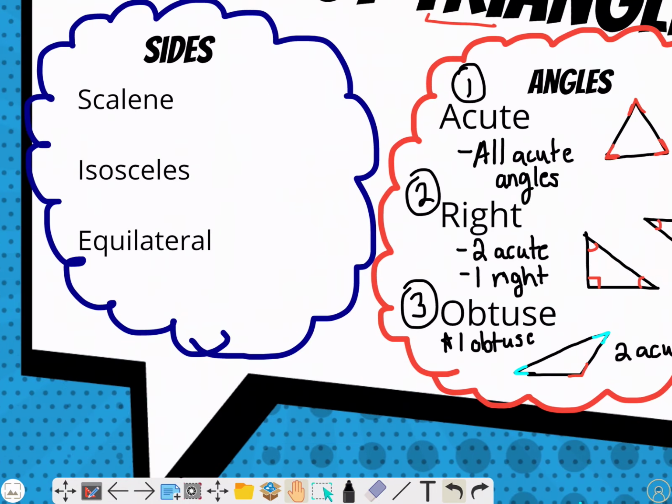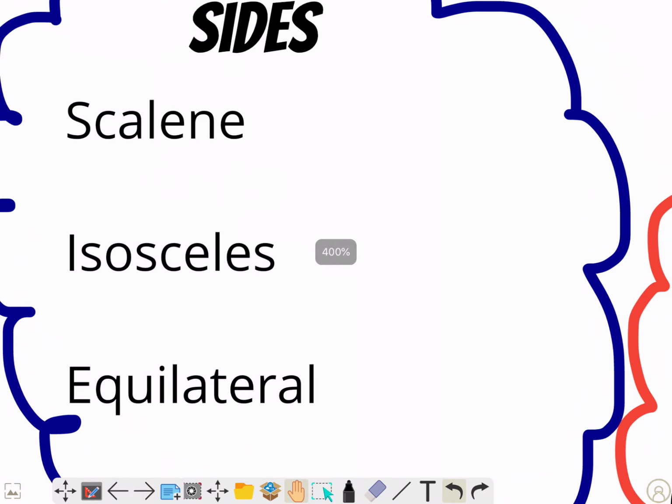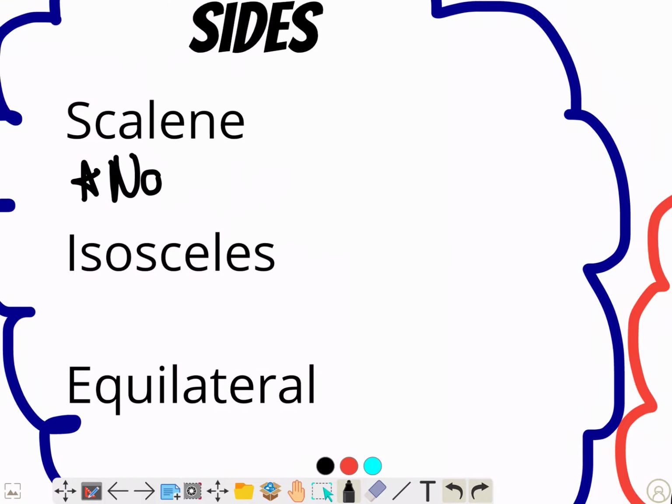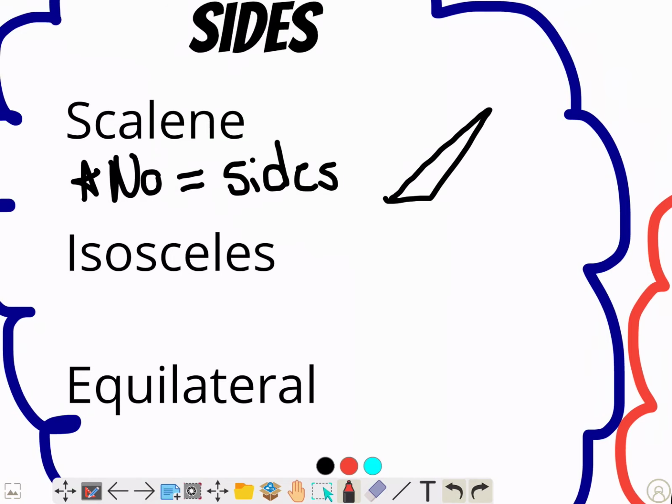Now let's hop into the sides. You have scalene, isosceles, and equilateral. A scalene has no, how if I drew one better? It has no equal sides. If I was to measure all of the sides, they would be of different lengths. So say I have something that looks like this. This side is shorter than this side, and this side is shorter than this side. So that is a scalene triangle. If I was to measure it out, they're all different lengths.